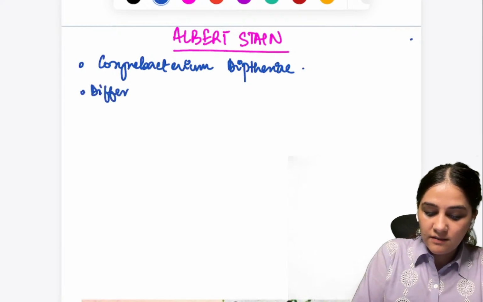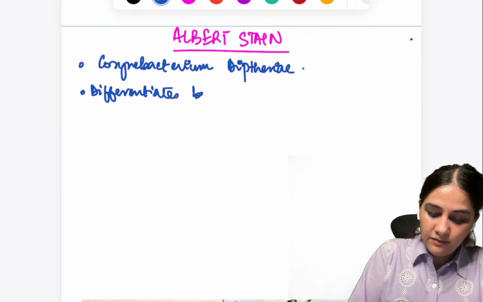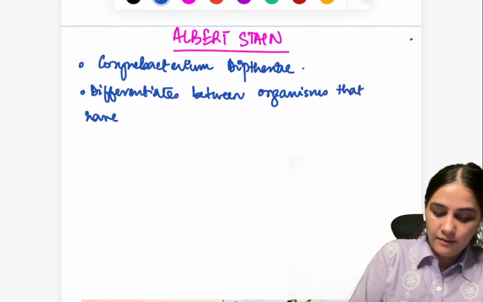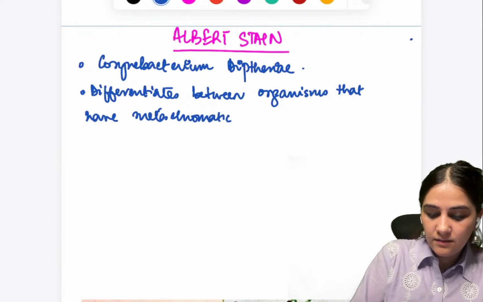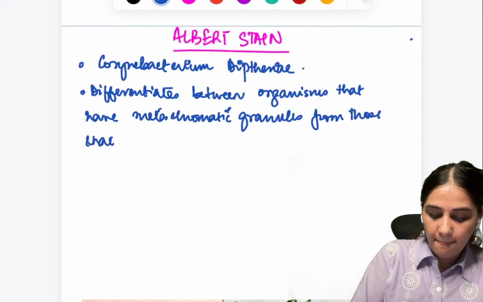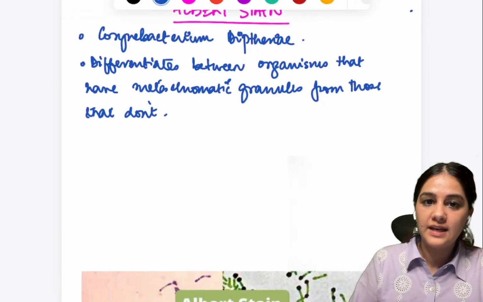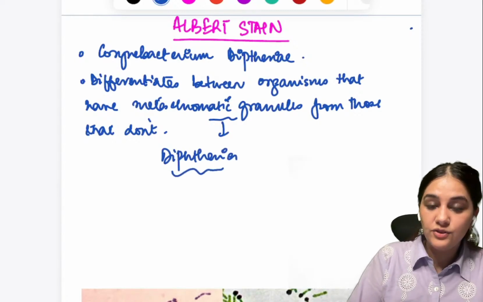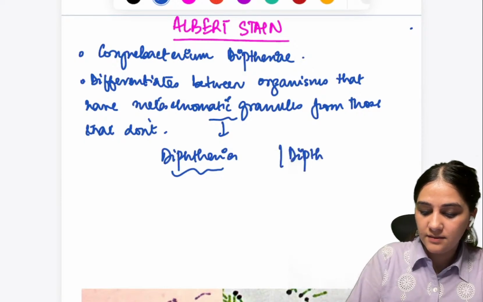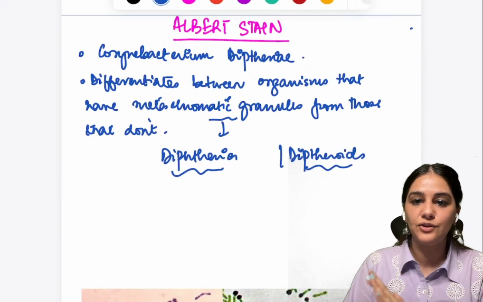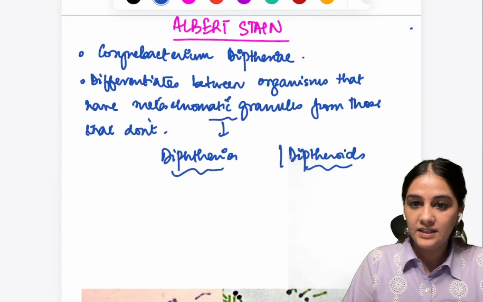So it differentiates between organisms that have metachromatic granules from those that don't. Mainly, which are the organisms that have metachromatic granules? Diphtheria has metachromatic granules, and which ones don't have metachromatic granules? The diphtheroids. Right, so that is how we are able to differentiate. So this differential stain differentiates between diphtheria and diphtheroids based upon the presence of the metachromatic granules, right?